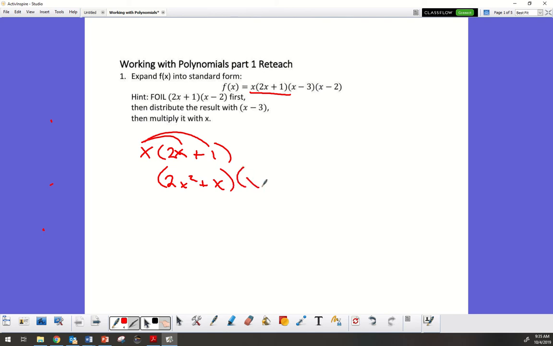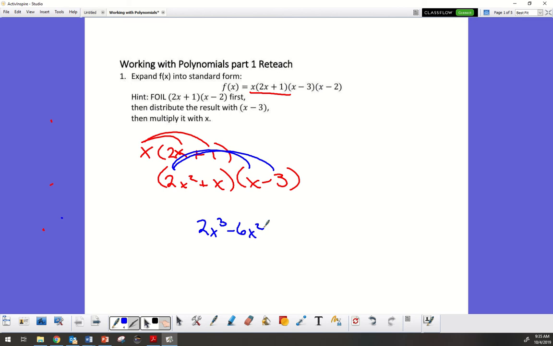Okay, so x minus 3. So from there, I'm going to distribute this. So right there, that's going to give me 2x cubed. And then again there, so that's going to give me minus 6, right? X squared.